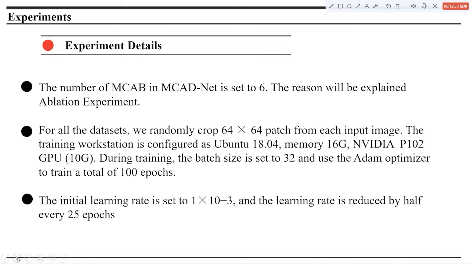The training workstation is configured as Ubuntu, memory 16, and an Nvidia P102 GPU. During training, the batch size is set to 32 and we use an Adam optimizer to train a total of 100 epochs. The initial learning rate is set to 1, and the learning rate is reduced by half every 25 epochs.